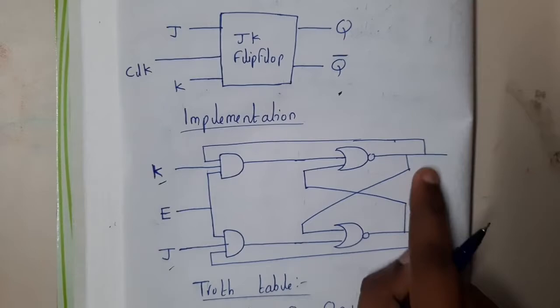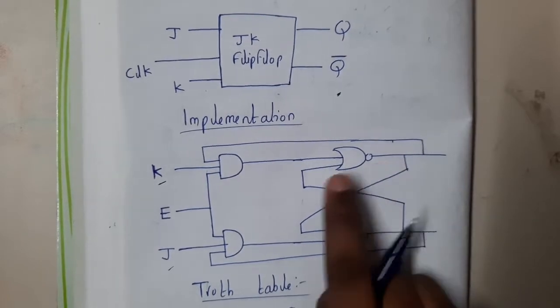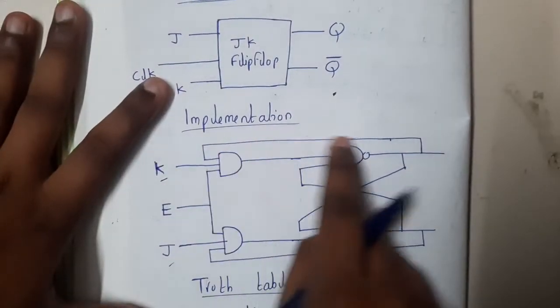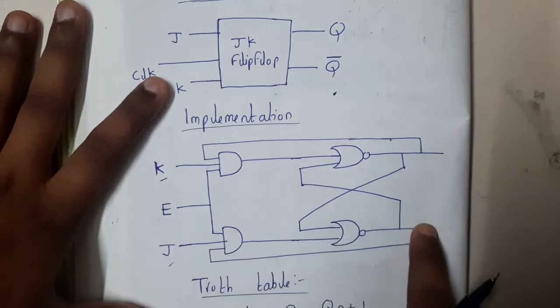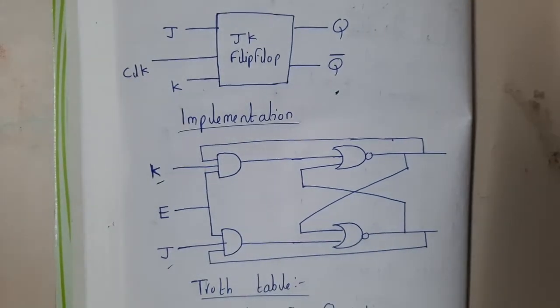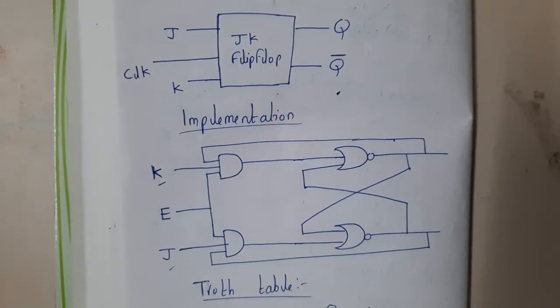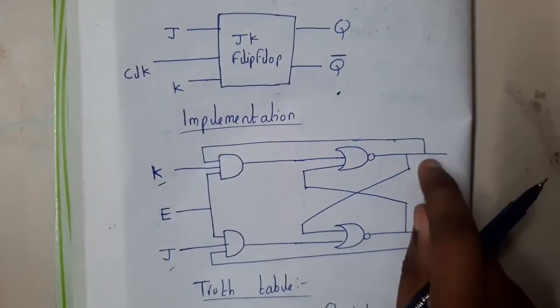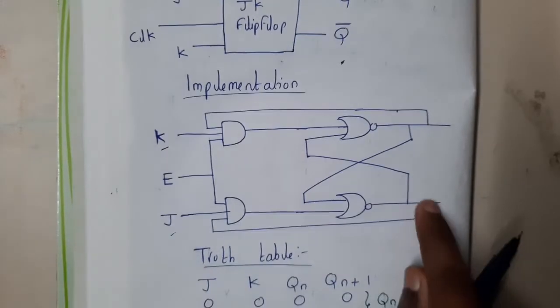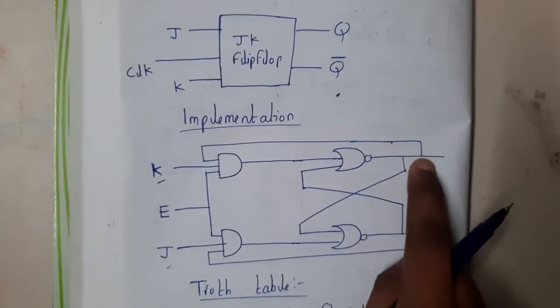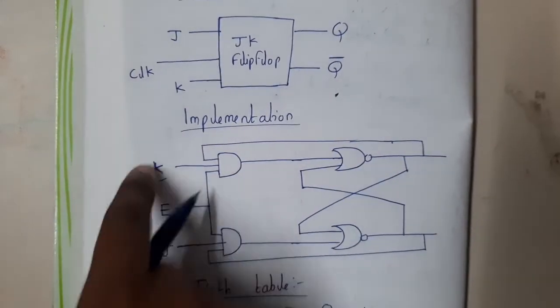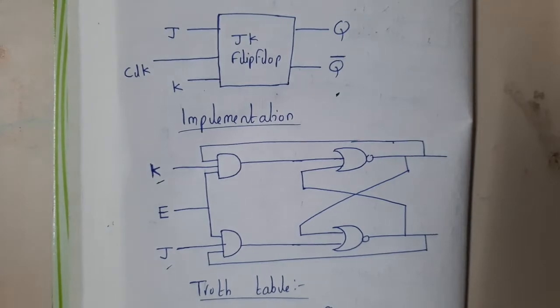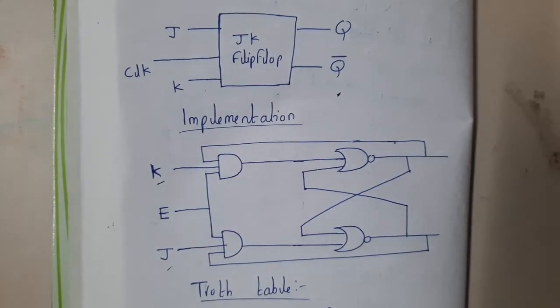The only change here is, just assume this line is not there, guys. At that time it looks exactly like the SR flip-flop, right? So the only change between the SR flip-flop and the JK flip-flop is that you add this extra line. The output is given as an input to this K also, to the AND gate also. That is the only simple change, guys.